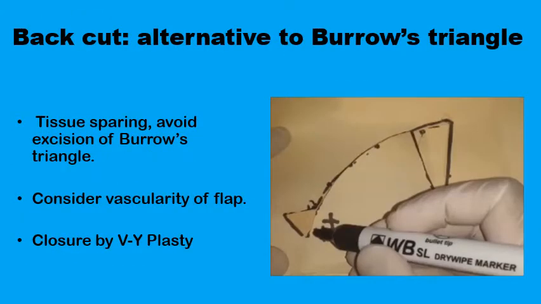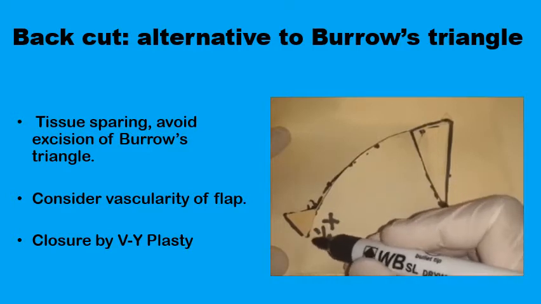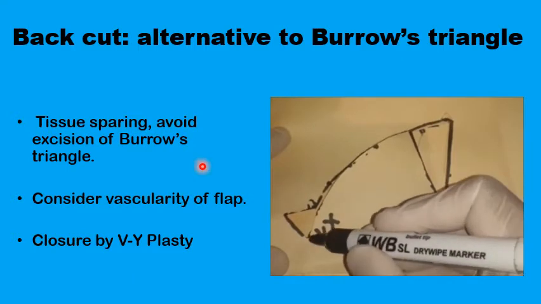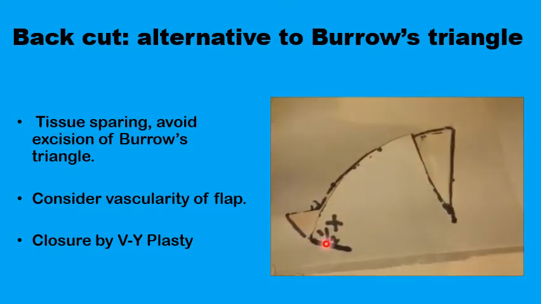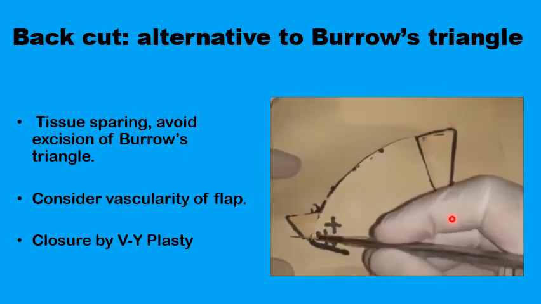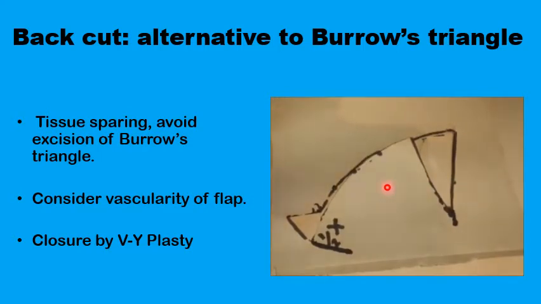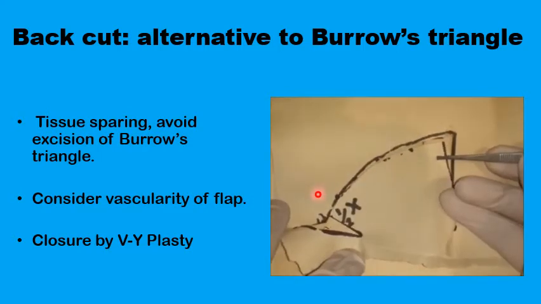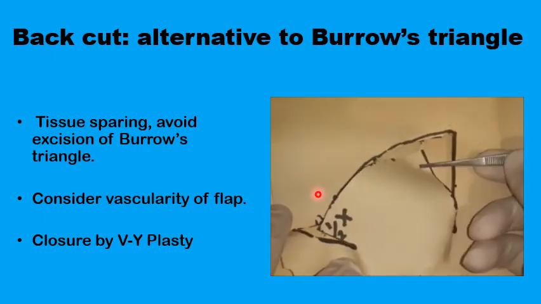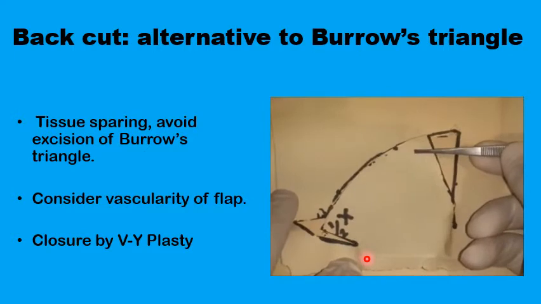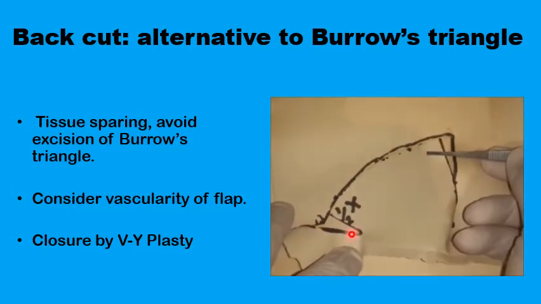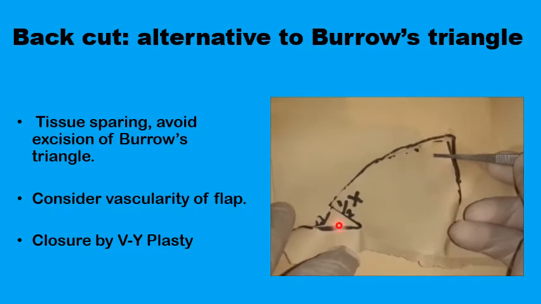One alternative to excising Burrow's triangles, if you don't want to discard viable tissue, is to have a back cut at the other end of the curvilinear line. So rather than excising the Burrow's triangle, you make a back cut here, making sure that you are not compromising the blood supply of the flap that goes from the base. Once you have the back cut in place, the flap can be mobilized easier into the defect itself. The defect that's formed by mobilizing the flap away from the back cut would usually be closed in a V to Y type of reconstruction.